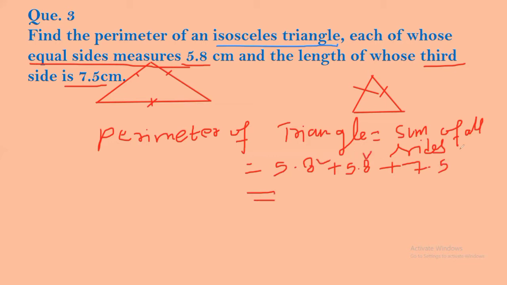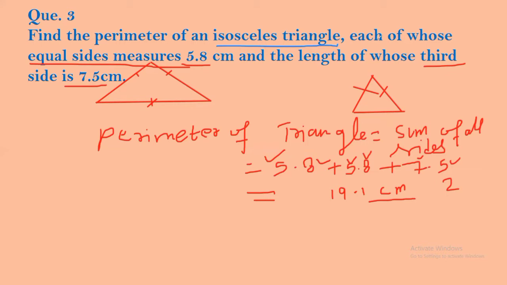8 and 8 will be 16. 16 and 5 will be 21. Carry 2 to the point here. Now 5 and 5 will be 10, and 10 and 7 will be 17, and plus 2 will be 19. So the answer will be 19.1 centimeter. Got it? So this is the perimeter of an isosceles triangle whose sides are given here.